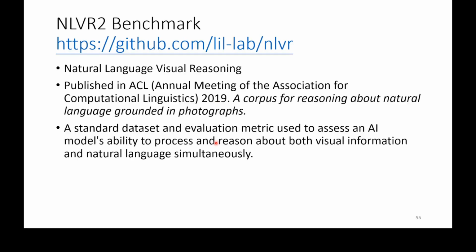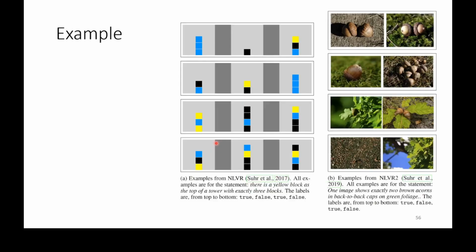Let's talk about what the dataset provides. The 2 means the second version. The left hand side is the first version, and the right hand side is the second version. Take this example: there is a yellow block as the top of a tower with exactly 3 blocks. There are 4 questions, and your vision model should answer true or false.